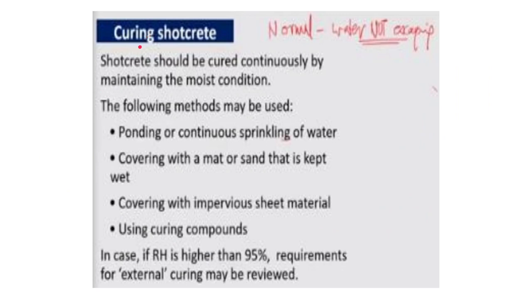So now let us go to curing shotcrete. Shotcrete could be cured continuously by maintaining the moist condition. Four ways can be used for curing in the case of shotcreting. One is ponding or continuous sprinkling of water. Second is covering with a mat or sand that is kept wet. Third is covering with impervious sheet material. And fourth is using curing compounds.